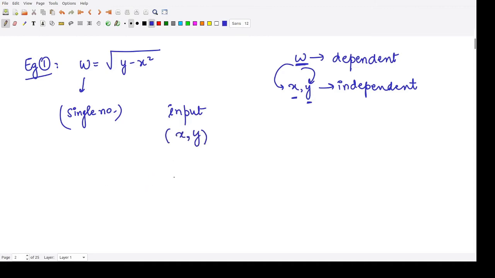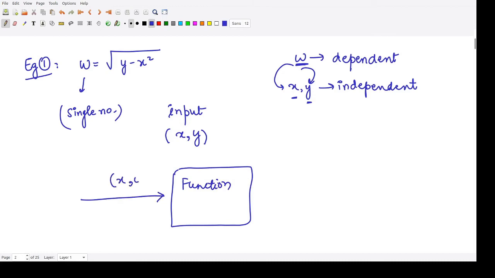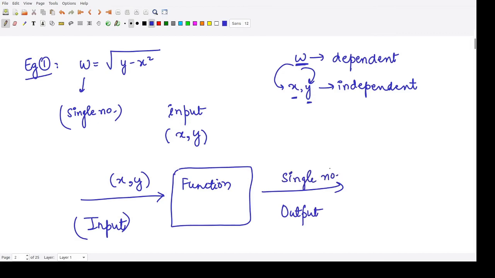Basically, suppose you have some machine of this kind, this is your function. You are feeding an input to it as x comma y, and the output obtained is some single number. What is that single number? That single number is w. So this is what is happening here. Our function is w equal to the square root of y minus x squared.